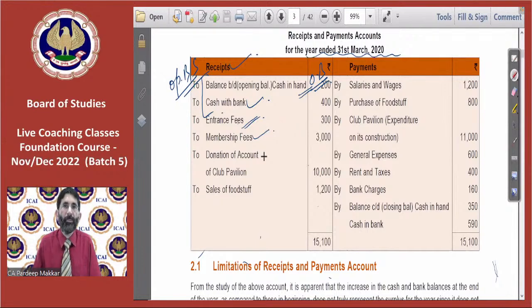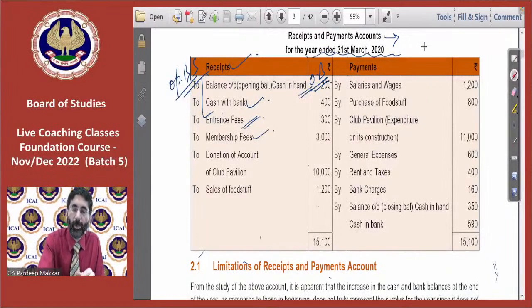Now, whether it will be our income or not, you have to understand. Entrance fees is also our income. Membership fees is our income. There's no problem. If he is interested in capitalizing some amount of it, he will tell you. Otherwise, entrance fees is our income, receipt and income both. Membership fees is our income as well as a receipt.